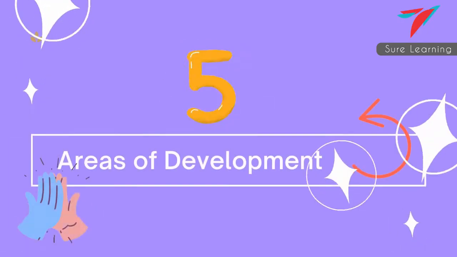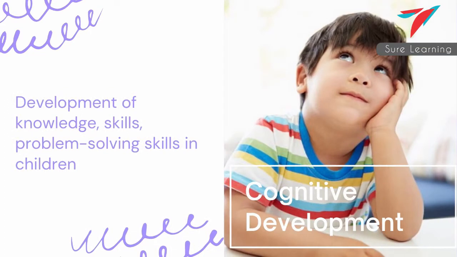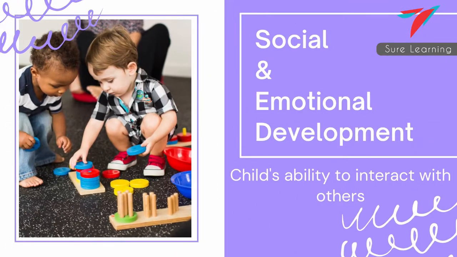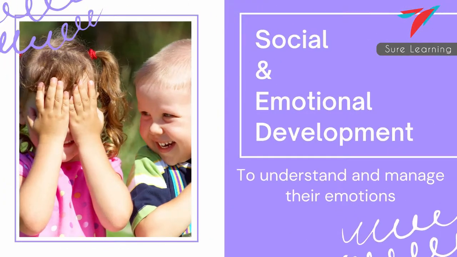Any student develops with 5 major areas of development. Cognitive development. Cognitive development means how children think, explore and figure things out. It is the development of knowledge, skill, problem solving which helps children to think about and understand the world around them. Social and emotional development. This refers to a child's ability to interact with others and to understand and manage his feelings and emotions.